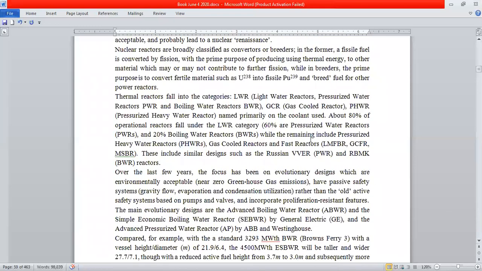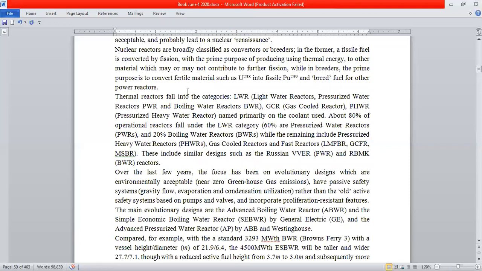Now, let's see those 440 nuclear reactors. How are they classified? Well, most of them are converters. So they use a fuel, they have fission, and they convert it into energy. We can categorize reactors as thermal reactors and fast reactors. As I said previously, thermal means energies which are thermal energies, 0.025 electron volt.